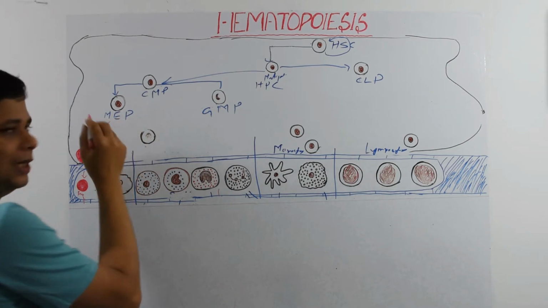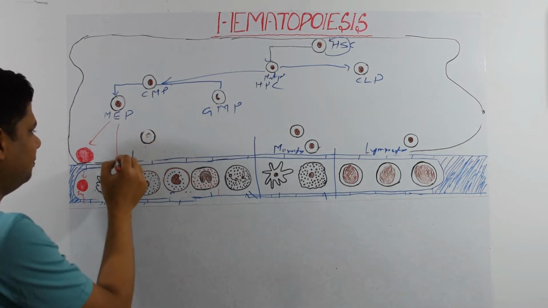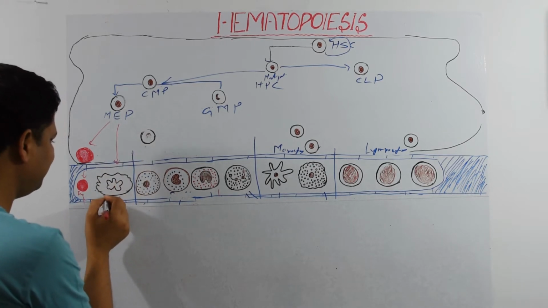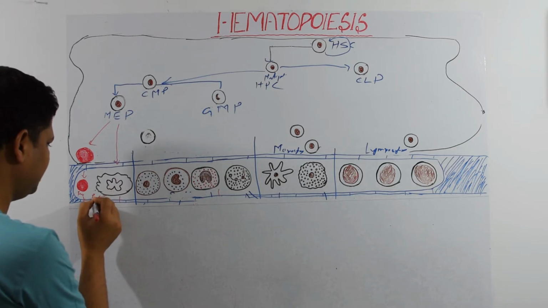And also from megakaryocyte erythroid progenitors, megakaryocytes come. And from these megakaryocytes, platelets come.